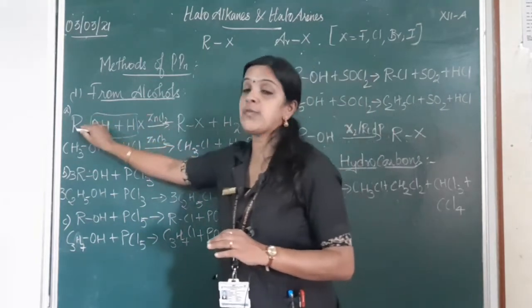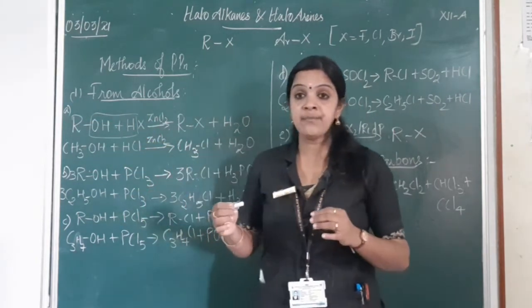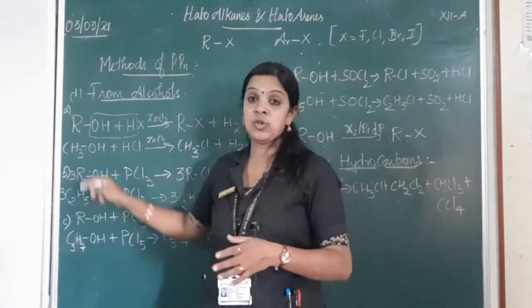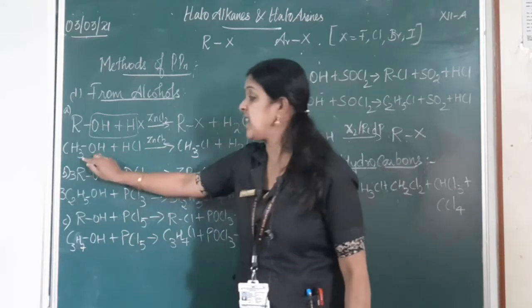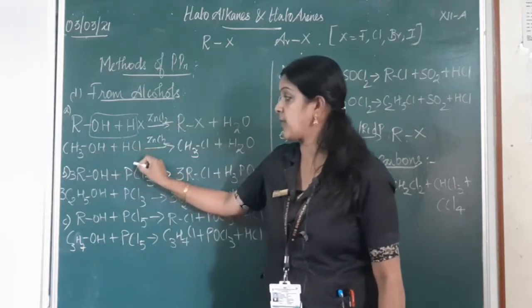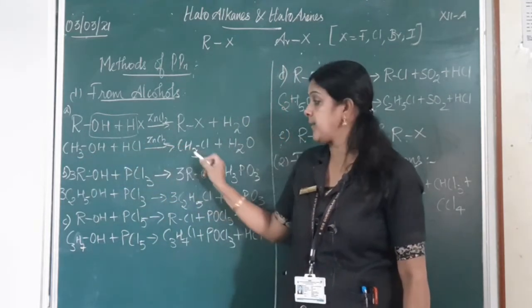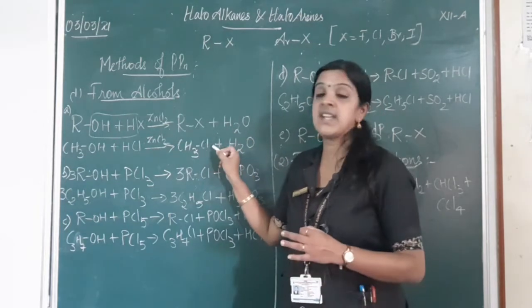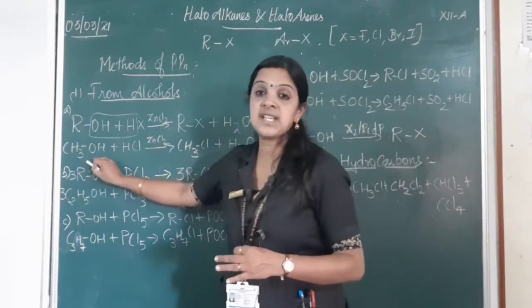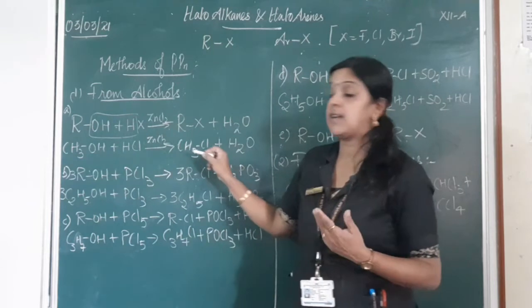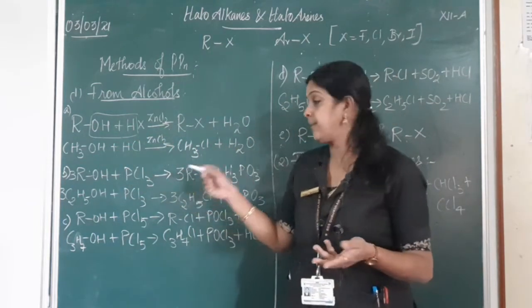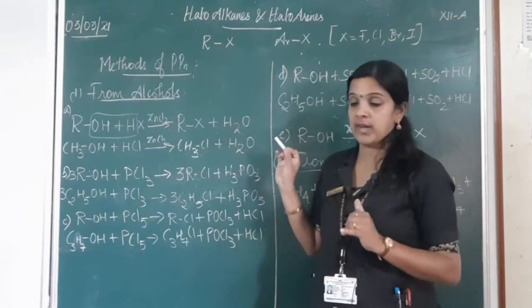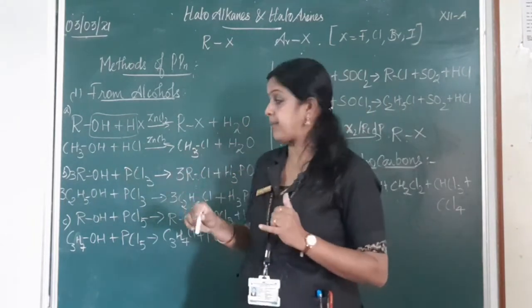So in the place of R, maybe in the exam you will be given methanol or ethanol or propanol, any alcohol. Any alcohol in the presence of HCl and zinc chloride gives the corresponding alkyl halide. If it is ethanol, you get ethyl chloride. If it is methanol, you get methyl chloride or chloromethane along with the removal of water. So that is the first method.